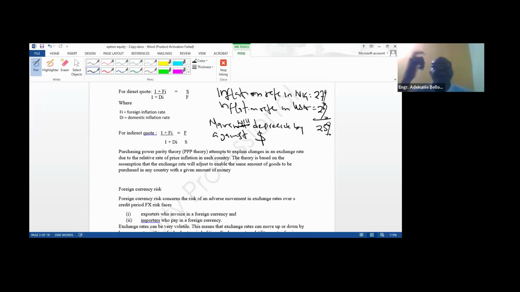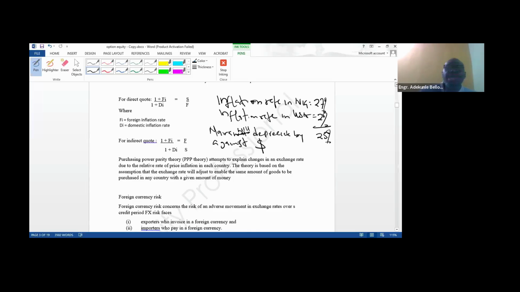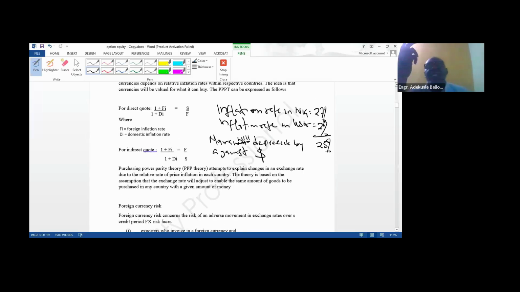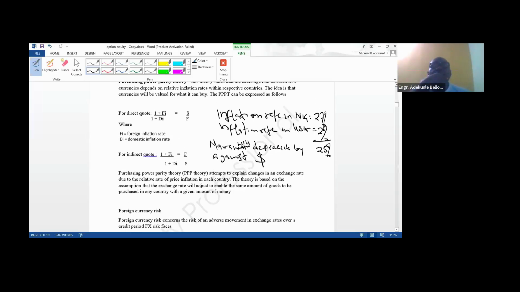With this theory, if you are given the spot rates, and we know the inflation rate between the two countries, then you can estimate forward rates with the equation below. Look at below.